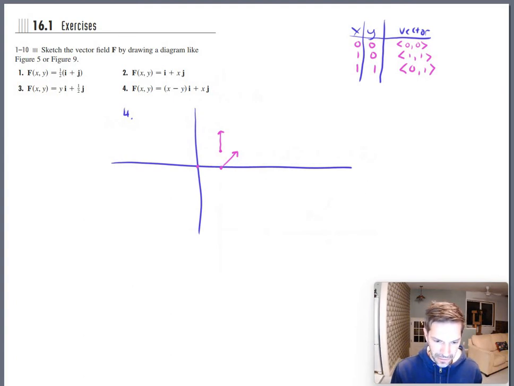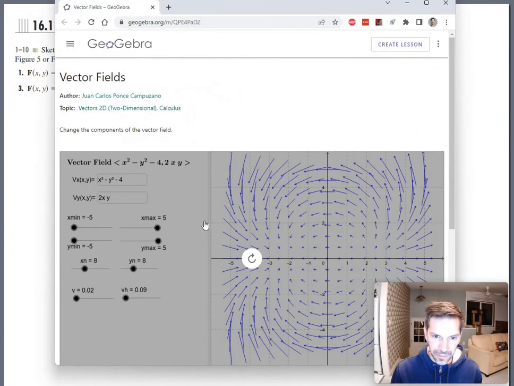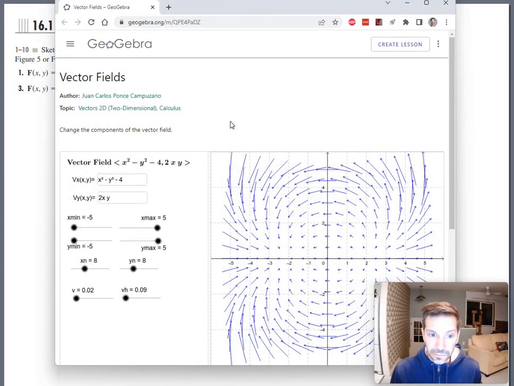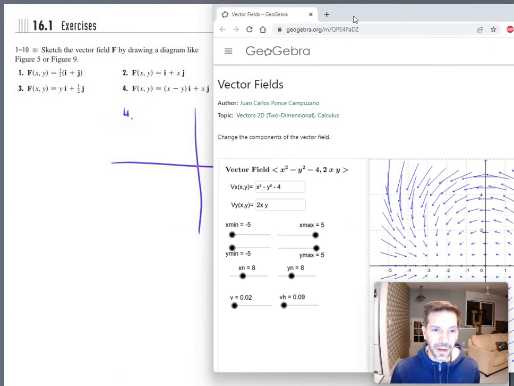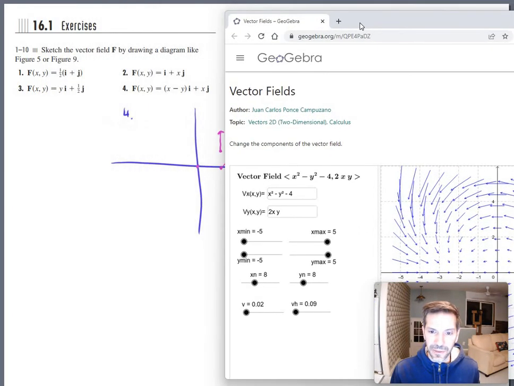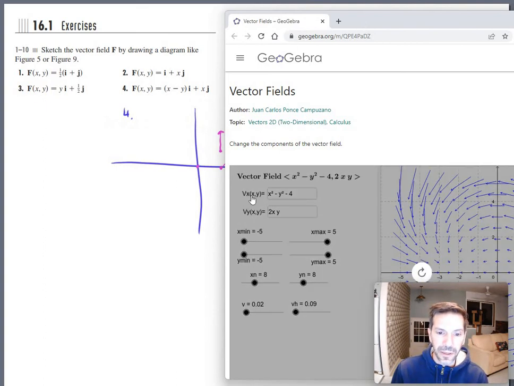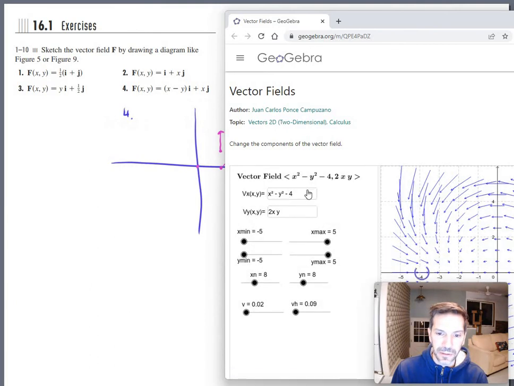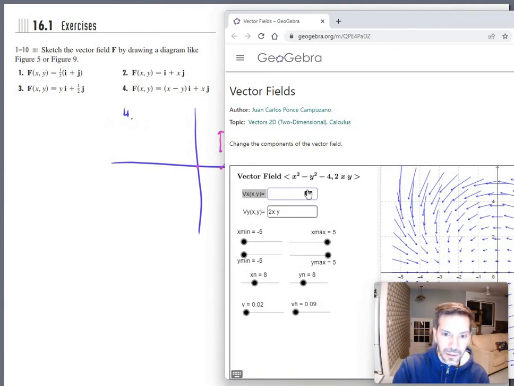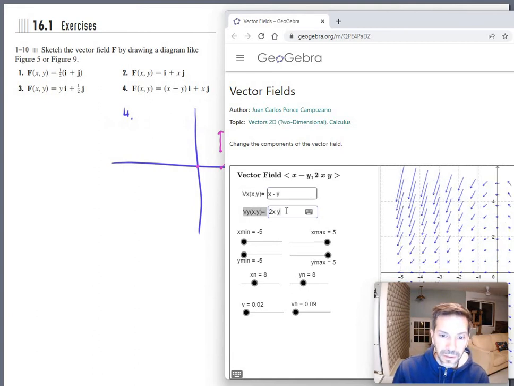So let's see if I can track down where I've got that one, I think is here. So this is a vector field sketcher. If you have a different one you like better, of course, you're always welcome to use that. But we just need to put in the x component. So that would be x minus y for number 4. And the y component is the x coordinate.